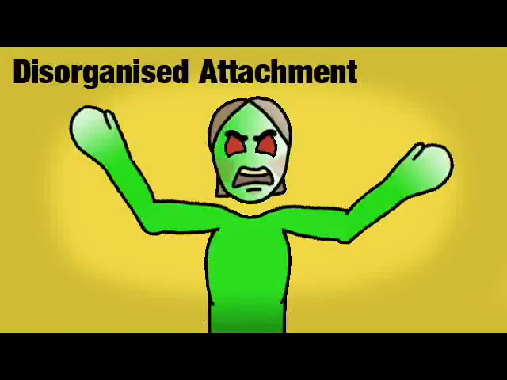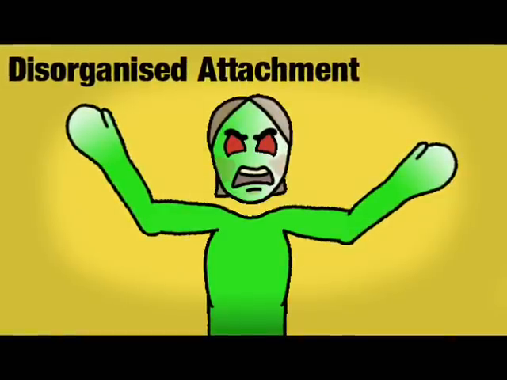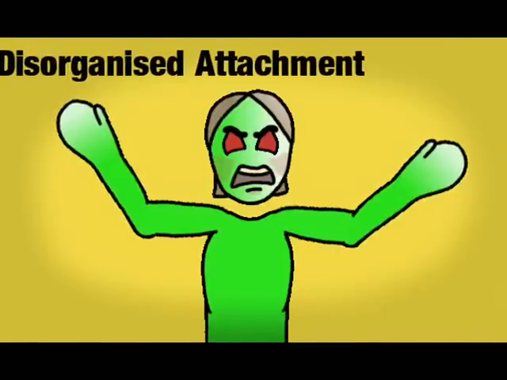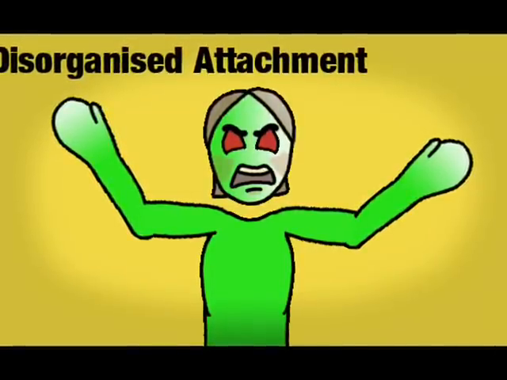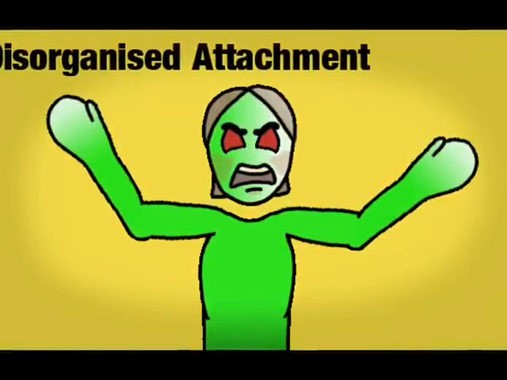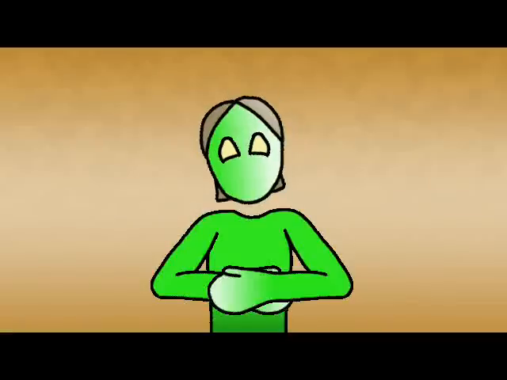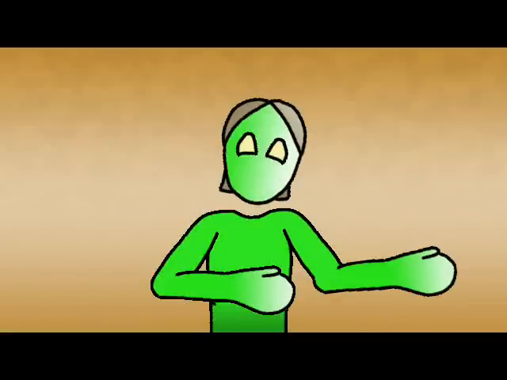A disorganised child may react in the same way as either an ambivalent or avoidant child, but they may also get very angry and even violent. This is because they feel so extremely disconnected from you and will have a lack of empathy for your physical and mental well-being.